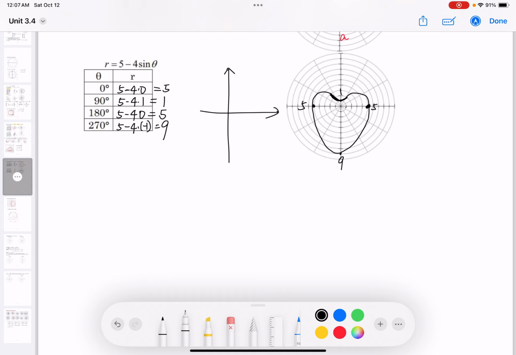First, the shape will lie on the y-axis because I see the sine theta. And in front of the sine, we have a negative sign, negative 4. That means the major part of my shape will lie on the negative y-axis. And then we can find the key points. Here is 5. Here is 5. That means the radius is 5 from the pole. So this point is the difference between 5 and 4, which is 1. And this point is 5 plus 4, which is 9.